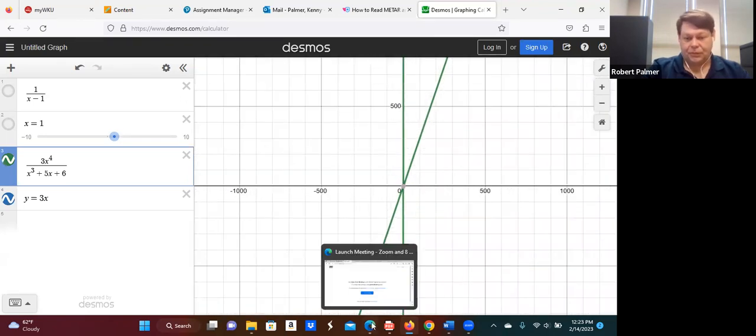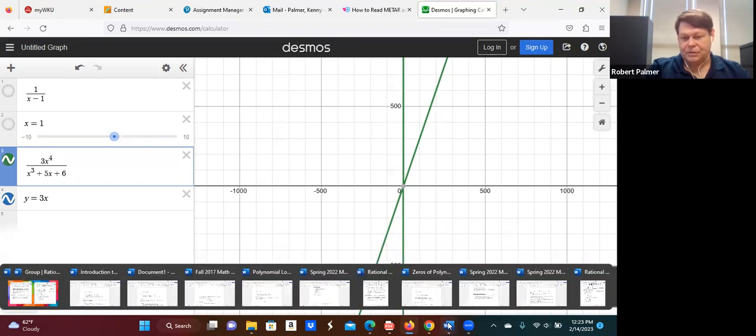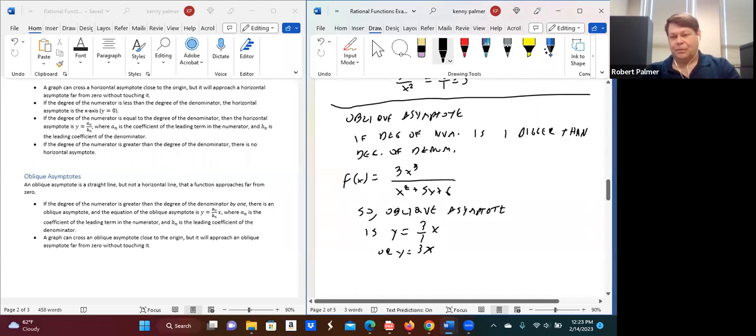Now, let's finish this up. So that's an oblique asymptote.